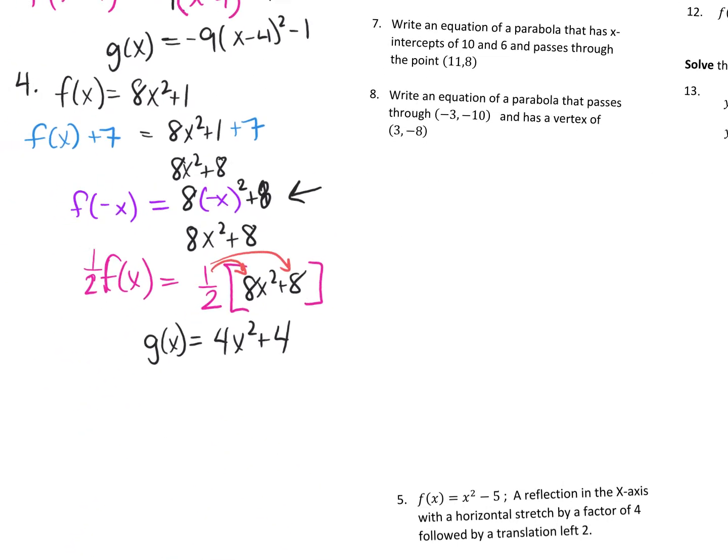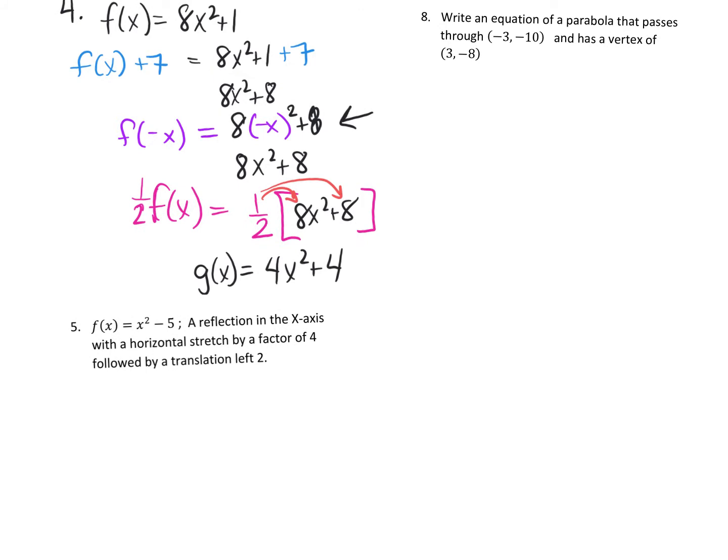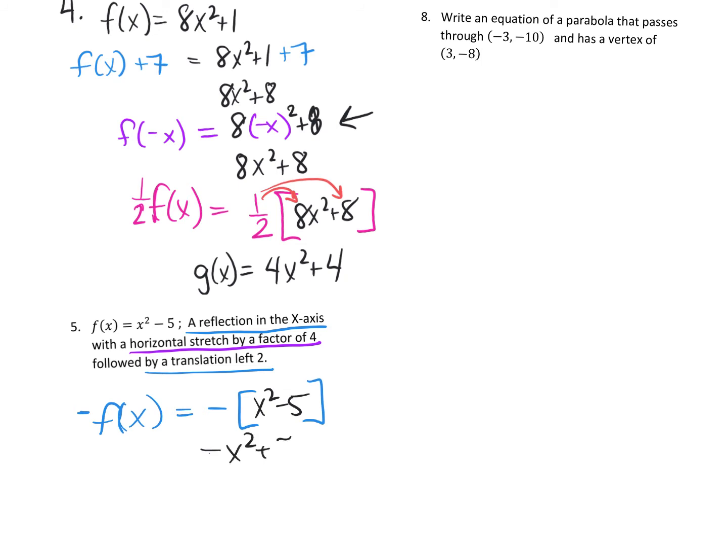So number 5, let's put that there. Reflection in the x-axis. So that's going to happen first with a horizontal stretch by a factor of 4, followed by a translation left 2. So I start with x squared minus 5. The first is negative f of x. Reflection in the x-axis. That's a vertical reflection. That's outside. Negative times the whole function, x squared minus 5. Going to distribute the negative. Negative x squared plus 5.